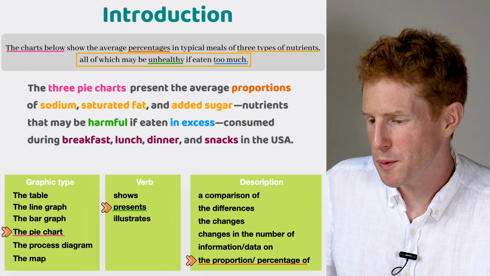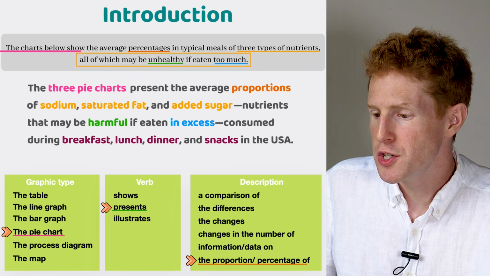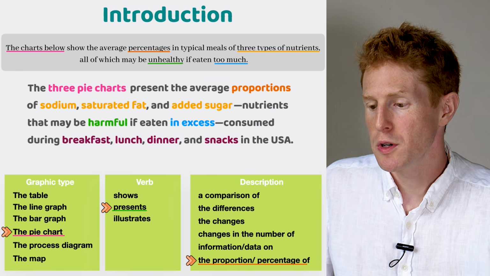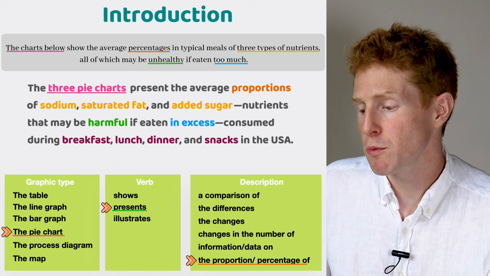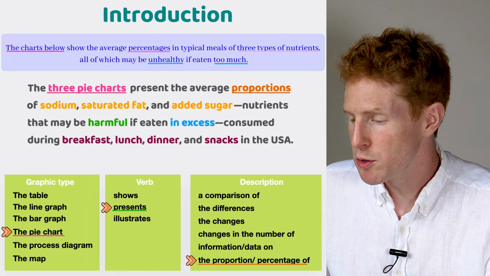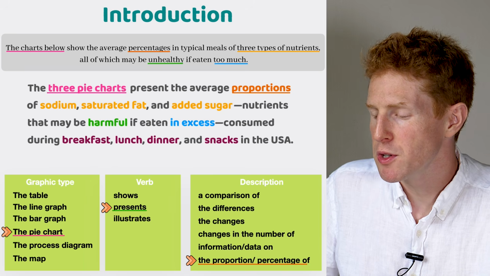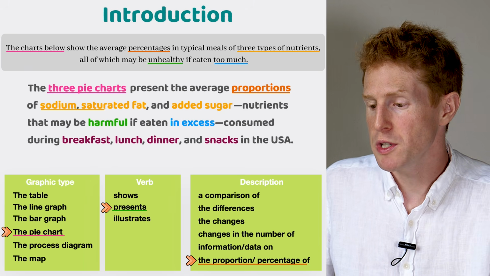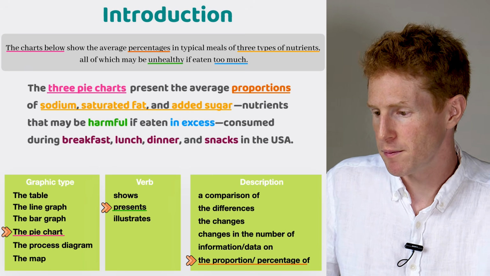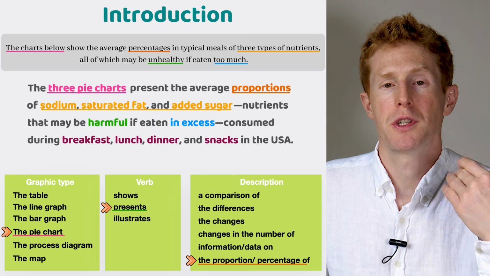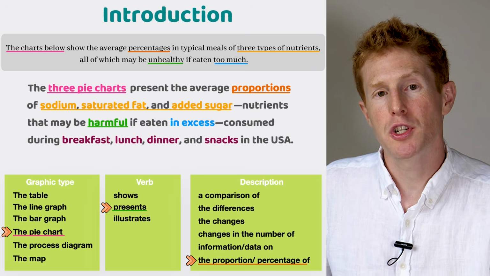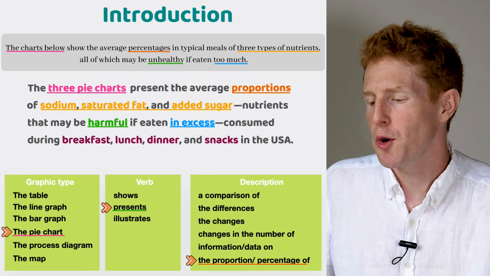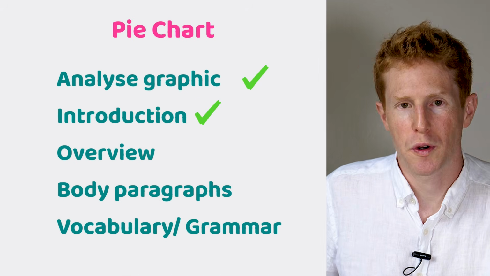Okay, you can see we've made certain changes. For example, in the rubric, we've got the chart below, and we've changed that to 3 pie charts. In the rubric, we've got percentages, and we've said proportions. In the rubric, we've got 3 types of nutrients, and we've named them sodium, saturated fat, and added sugar. In the rubric, we've got unhealthy, and we've used the synonym harmful. In the rubric, we've got too much, and I've changed that to in excess. So we've written a high scoring introduction.